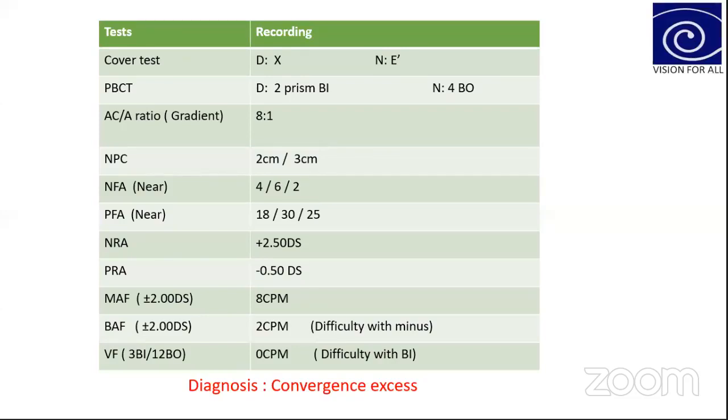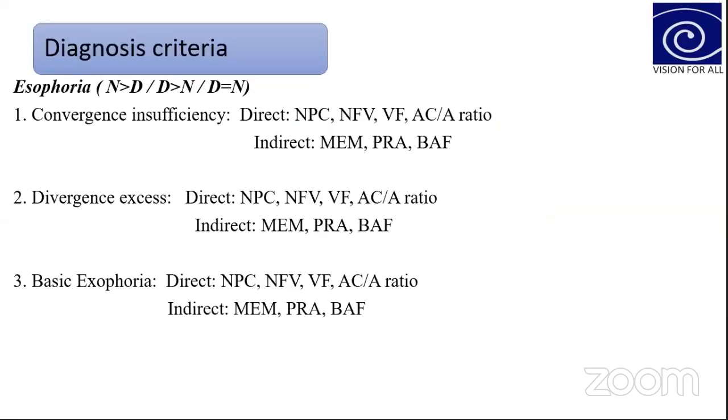So now going into the diagnostic area for exophoria for much more understanding. If you see the exophoria is more at near, so it is convergence excess. So what happened here in the direct test, the near point of convergence will be more than normal, and the negative fusional vergence will be affected, and the vergence facility will show difficulty with base in, and the AC/A ratio will be high in this case.